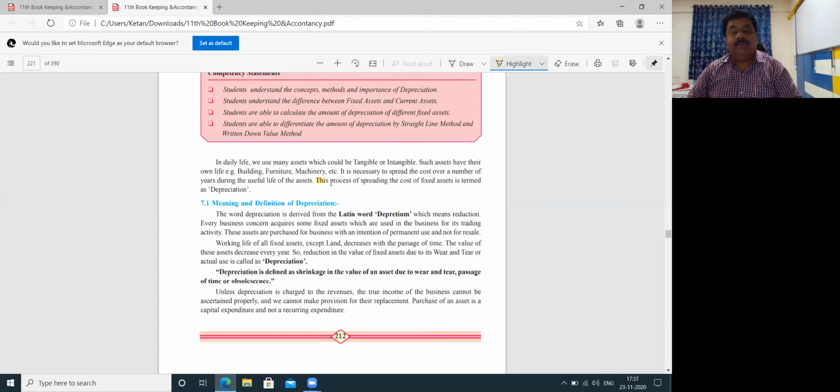This theory that we have, you have to highlight it in this way. What do you mean by this? This process of spreading the cost of fixed asset is termed as depreciation.